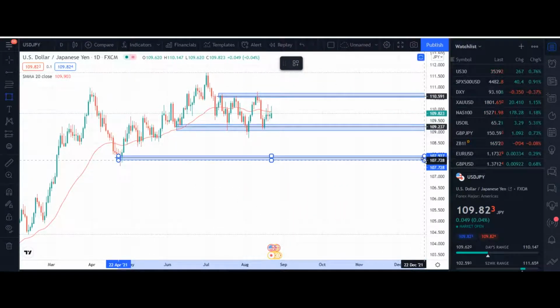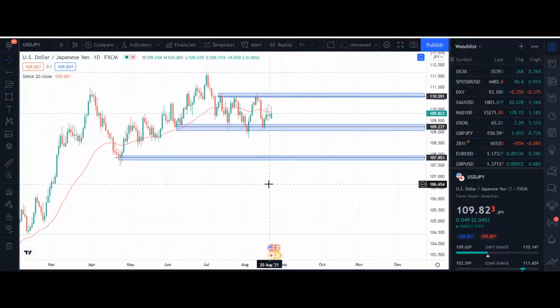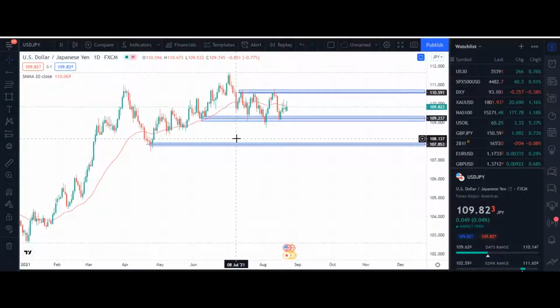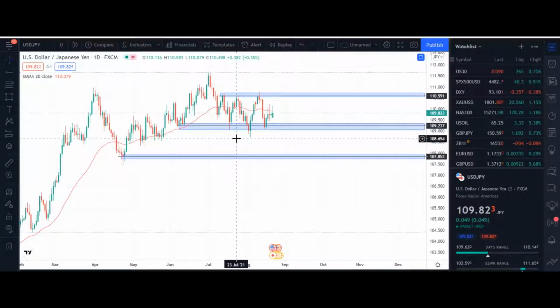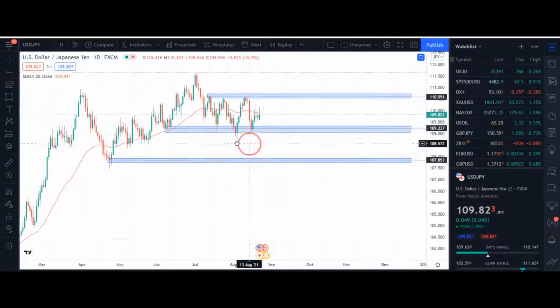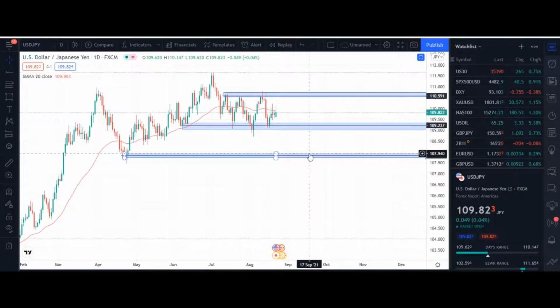Okay. So these are your standard horizontal levels. All right. This is probably what I trade from the most. Not really a huge trend line trader. But if I could throw one in there for some extra confirmations, I'll do that. But this is the bread and butter right here.